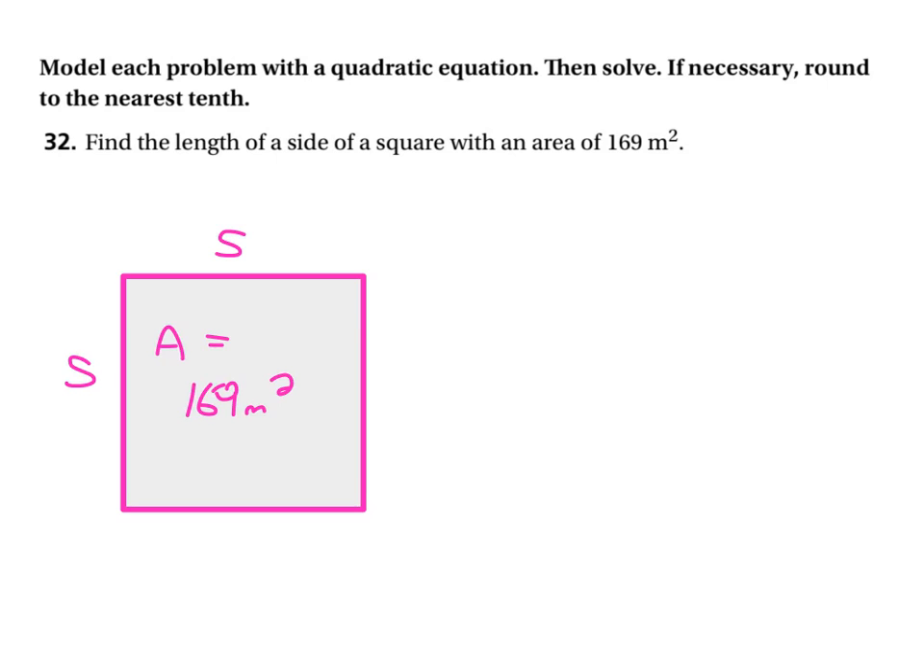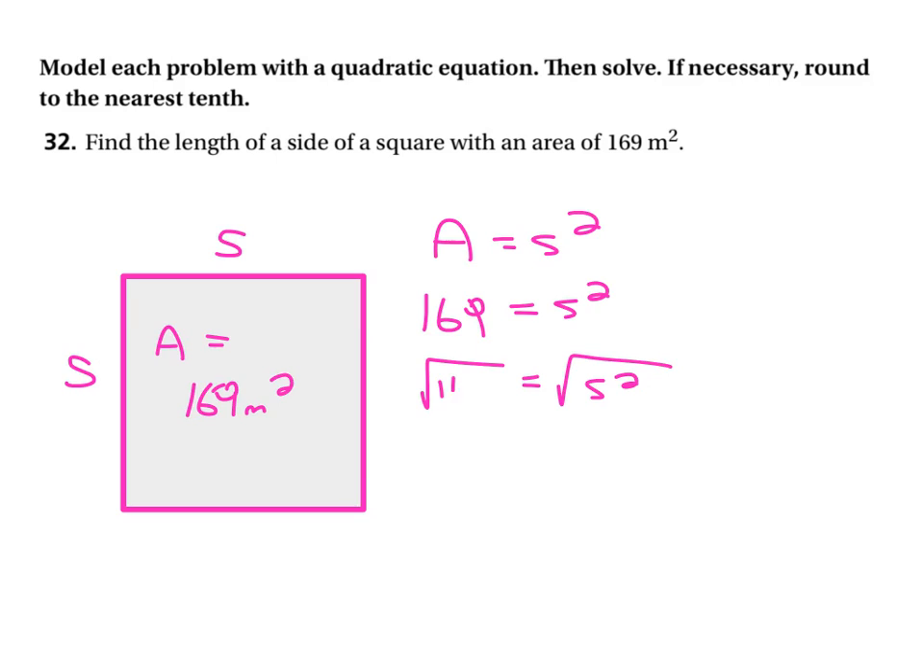at each side measures s, so we do s times s, or s squared, in order to find the area. So we could say the area is equal to the side length squared, and if the area is 169 and we write it in there, equals s squared, then what we need to do is we need to square root s squared, square root of 169, and then we get s is equal to.